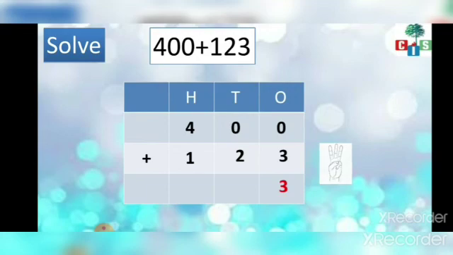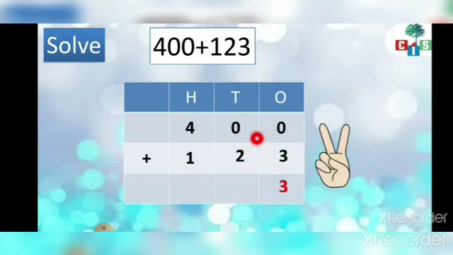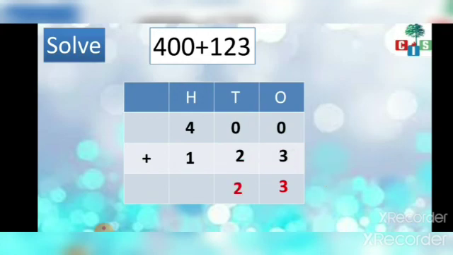Now let's move to the tens column. 0 plus 2. 0 plus 2, you will get the same answer because we are adding the number to 0. So you will get the same answer, that's 2. Now let's move to the hundreds column. 4 plus 1. So what comes after 4? 4 plus 1, that's correct answer, 5. Okay, so 400 plus 123, you get the answer 523. Now let's move to the next slide.